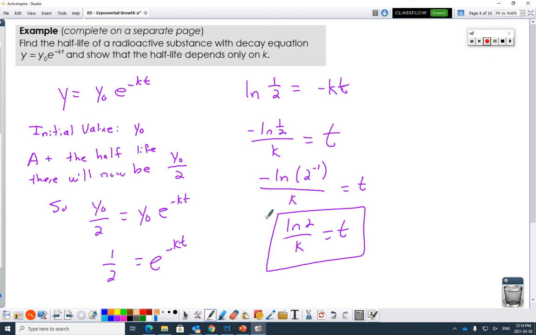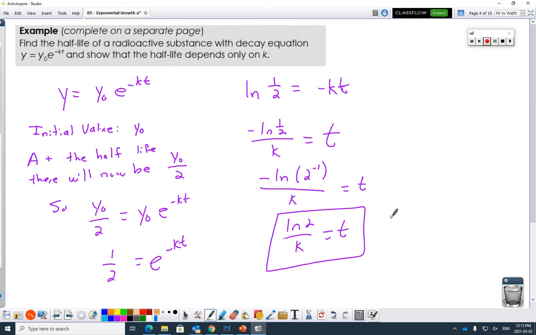Instead of doing all that work every time, it's pretty nice to know that the time it takes for an exponential decay to half its life is just ln 2 divided by whatever that k is. You're like, what if I don't know the k? Well, that's going to be an important deal in all this, is knowing what the growth factor or the decay factor is for a particular substance.